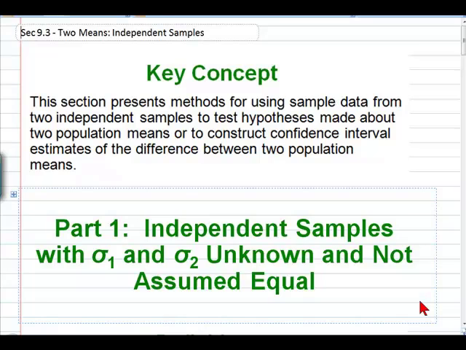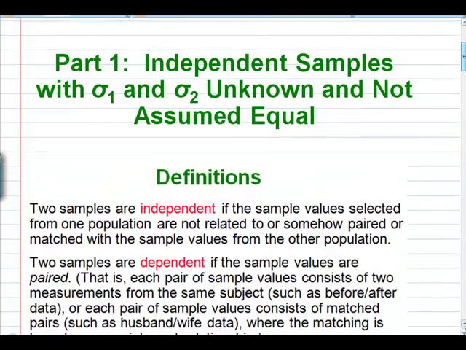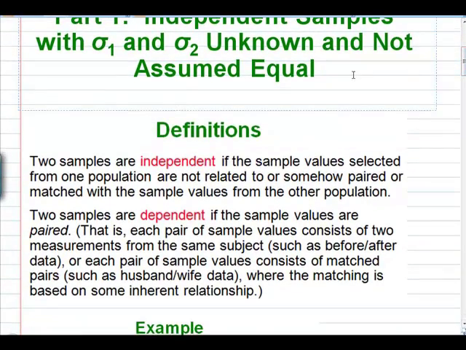All right, section 9.3 is what we're going to do whenever we're testing a claim about two means. In part one, we're going to look at what to do with two samples if the standard deviation is unknown and not assumed to be equal.